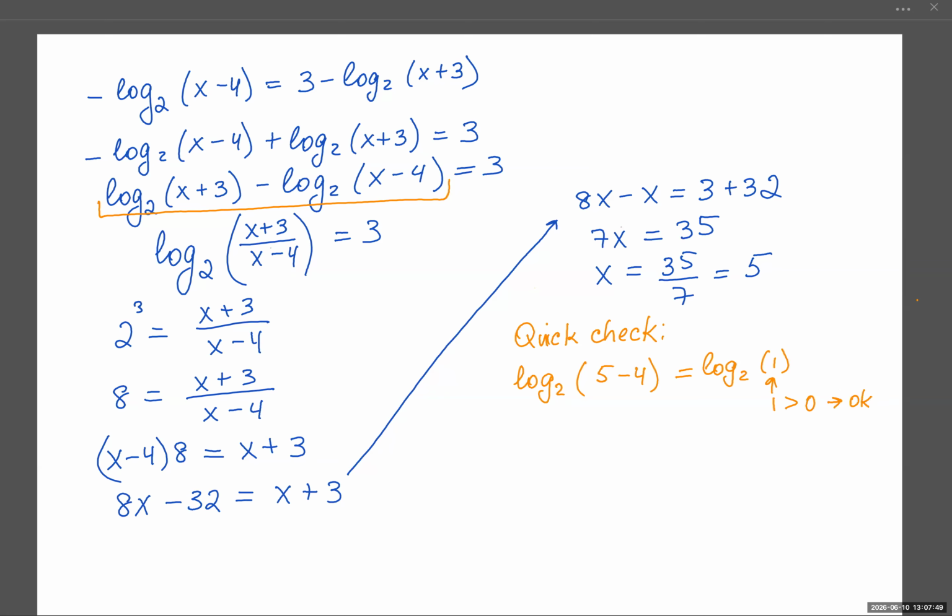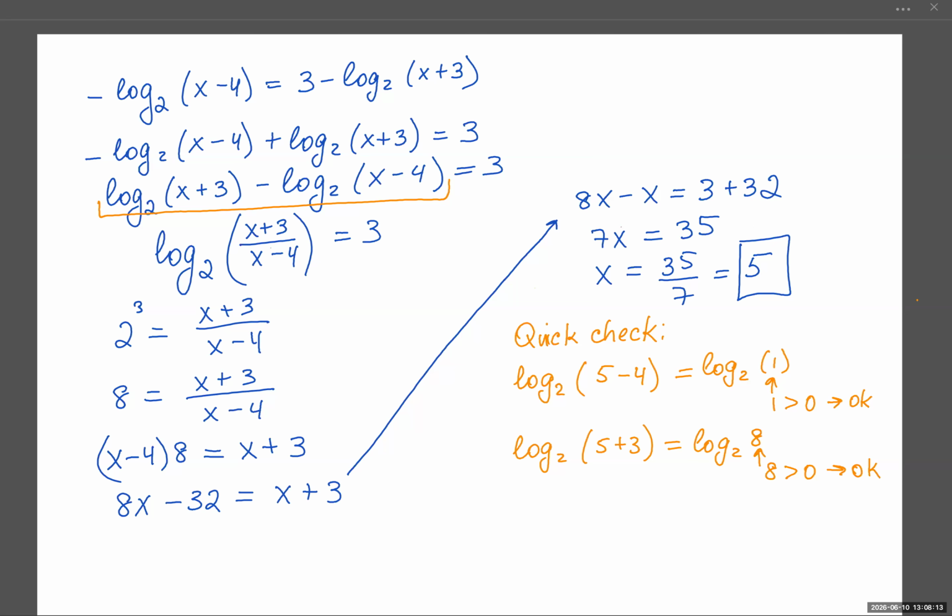And then we have another log base 2 of 5 plus 3. Well, that's log base 2 of 8, and 8 is also bigger than 0. So we are okay on this one too. So we'll go ahead and box in this answer. This is the actual answer to this question.